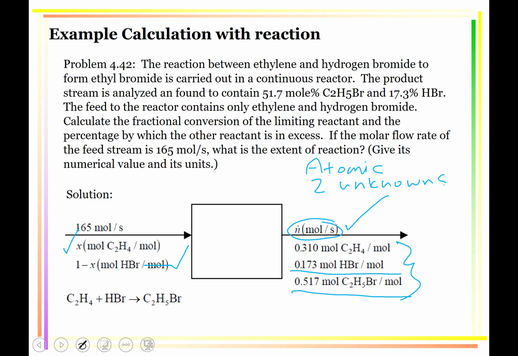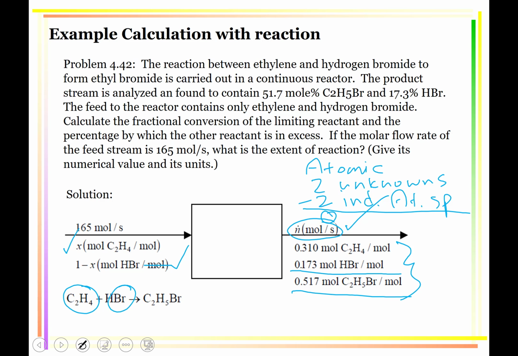And we have only 2 independent atomic species. C and H are not independent, so you can pick one of those, and then you can pick bromine. So we have -2 independent atomic species. And there we have 0 degrees of freedom.